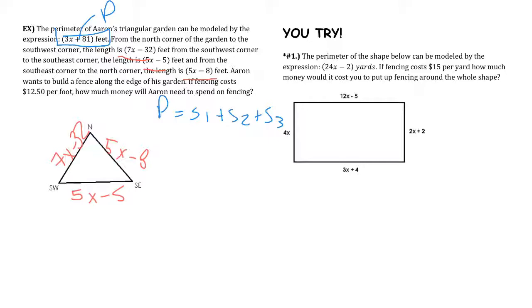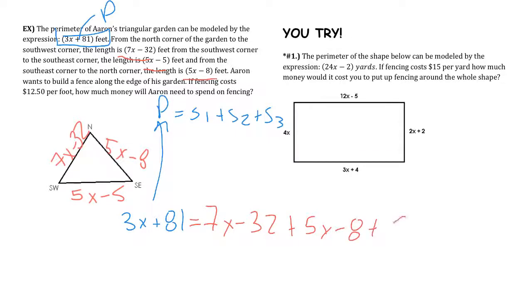So all I need to do here is substitute. My perimeter is 3x plus 81. So that's my perimeter. And now I'm just going to add up the sides. So side 1 plus side 2 plus side 3. If I wrote this all out, it'd be 7x minus 32 plus 5x minus 8 plus 5x minus 5. All those sides added together.